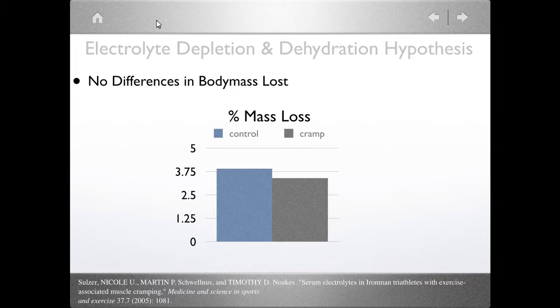Also, if you look at the total amount of mass lost, which is an indicator of dehydration, there's no difference between the control and the cramping condition. So hydration status was indifferent, electrolyte status was indifferent, yet they still cramped. What's going on there?